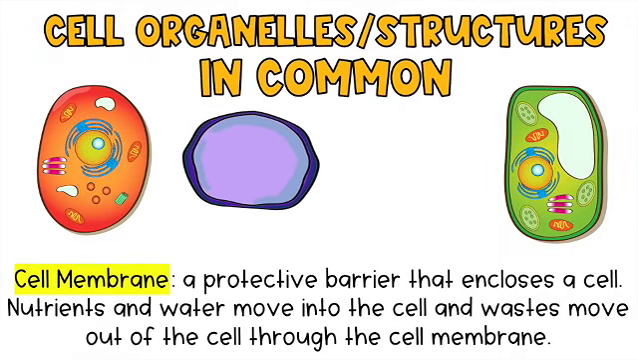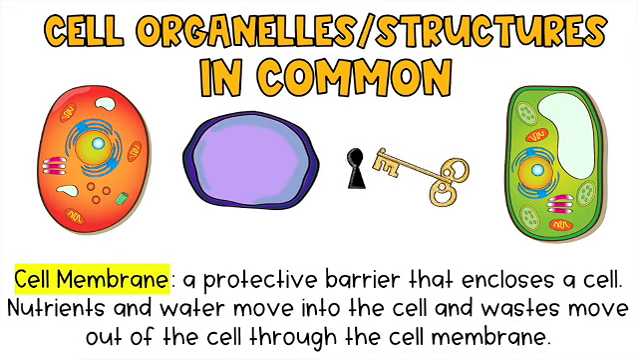The first one we're going to talk about that both plant and animal cells have is a cell membrane. A cell membrane is a protective barrier that encloses a cell, and nutrients and water can move into the cell and waste can move out of the cell through the cell membrane. Now, the cell membrane is located on the outside of the animal cell. In a plant cell, it's located just within the cell wall. They have an extra barrier, which we'll talk about soon.